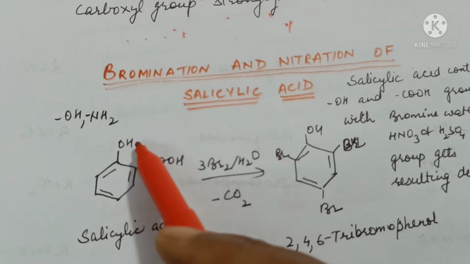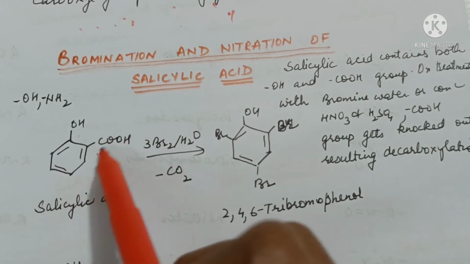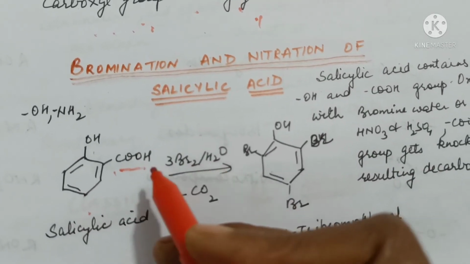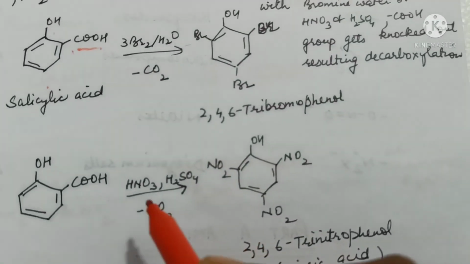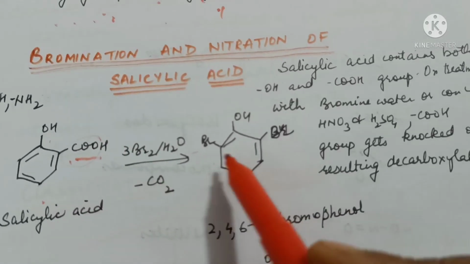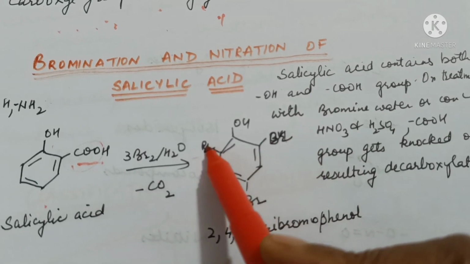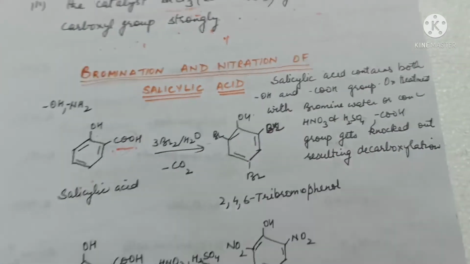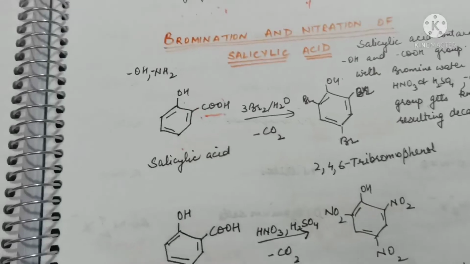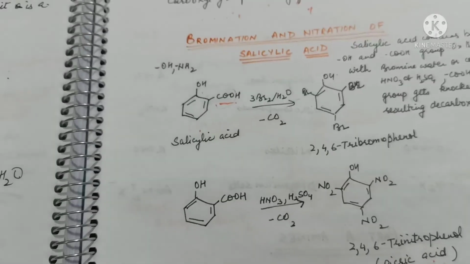If an OH or NH2 group is present ortho to the carboxylic acid group, then when it is made to react with bromine water or nitrating mixture, carbon dioxide is removed along with substitution reactions. So three bromo groups will be attached at 2,4,6 positions to form 2,4,6-tribromophenol, or 2,4,6-trinitrophenol, which is also called picric acid. So decarboxylation occurs, and along with it substitution also occurs.